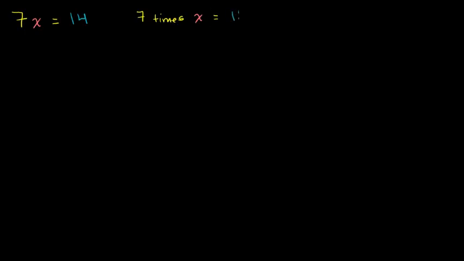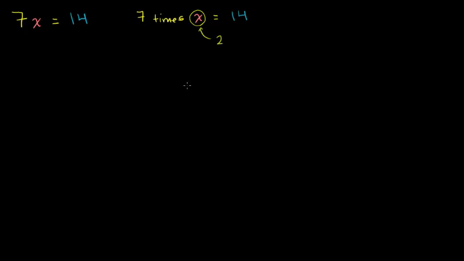Now, you might be able to do this in your head. You could literally go through the 7 times tables. You say, well, 7 times 1 is equal to 7, so that won't work. 7 times 2 is equal to 14, so 2 works here. So you would immediately be able to solve it. You would immediately, just by trying different numbers out, say, hey, that's going to be a 2.